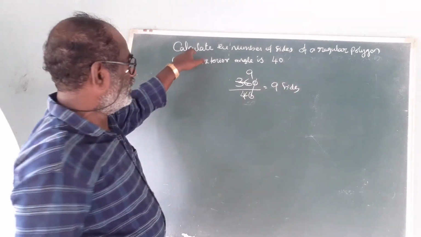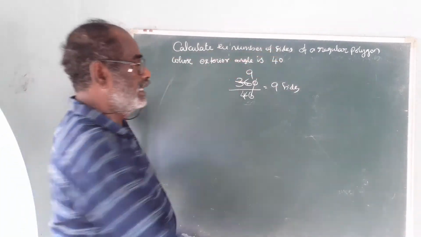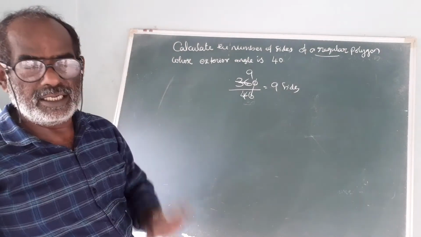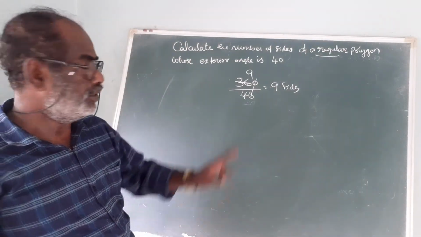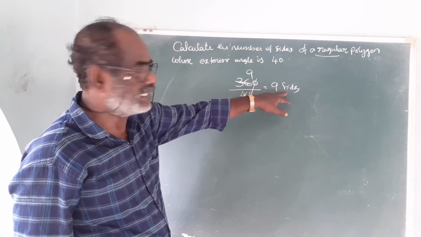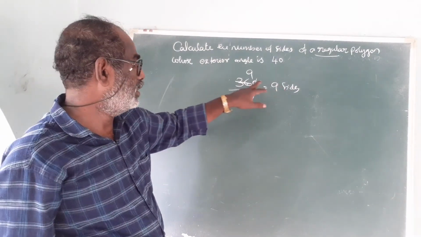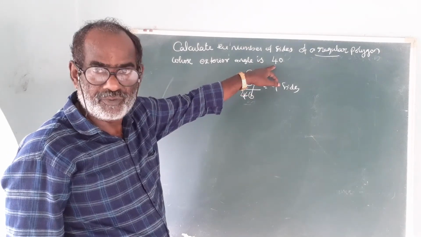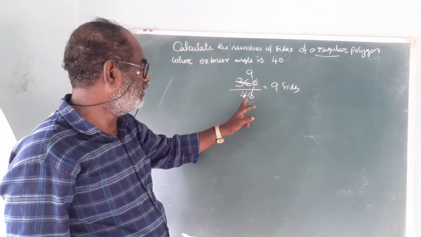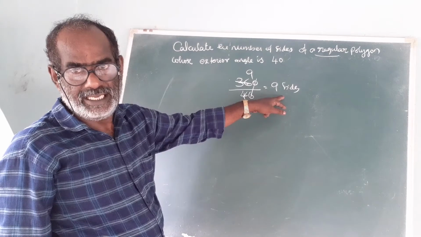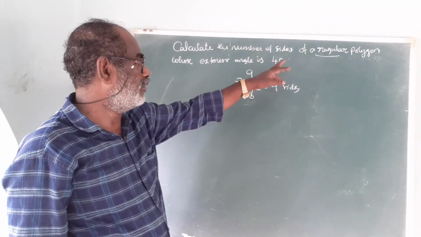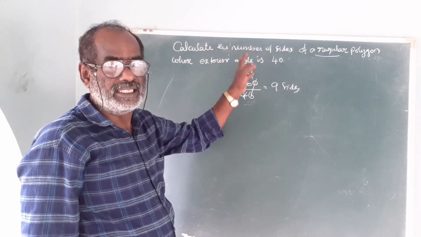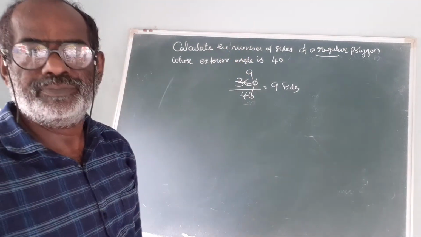So we calculate the number of sides of the regular polygon. Regular polygon means all sides are equal and all interior angles are equal. So the regular polygon has 9 sides. Why? Because the total of the exterior angles is always 360. One angle is 40, then 360 divided by 40 is equal to 9 sides. This is the way of finding the number of sides using the exterior angle. Next problem.